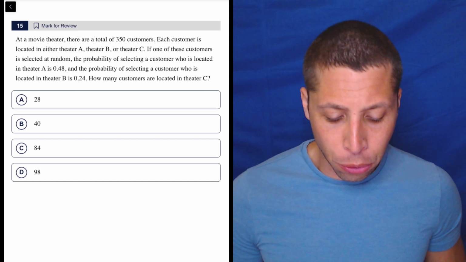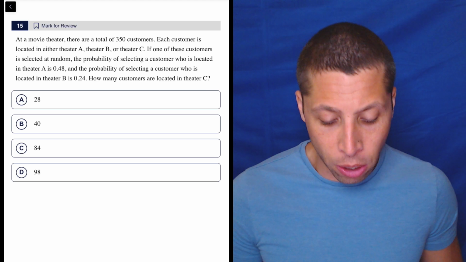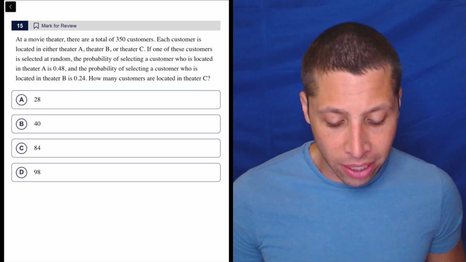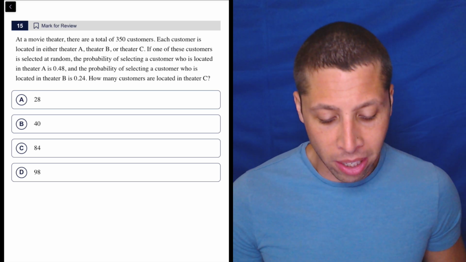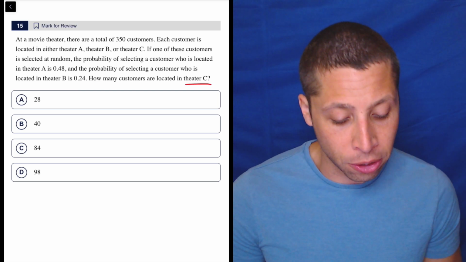At a movie theater, there are a total of 350 customers. Each customer is located in either Theater A, Theater B, or Theater C. If one of these customers is selected at random, the probability of selecting a customer who is located in Theater A is 0.48, and the probability of selecting a customer who is located in Theater B is 0.24. How many customers are located in Theater C?